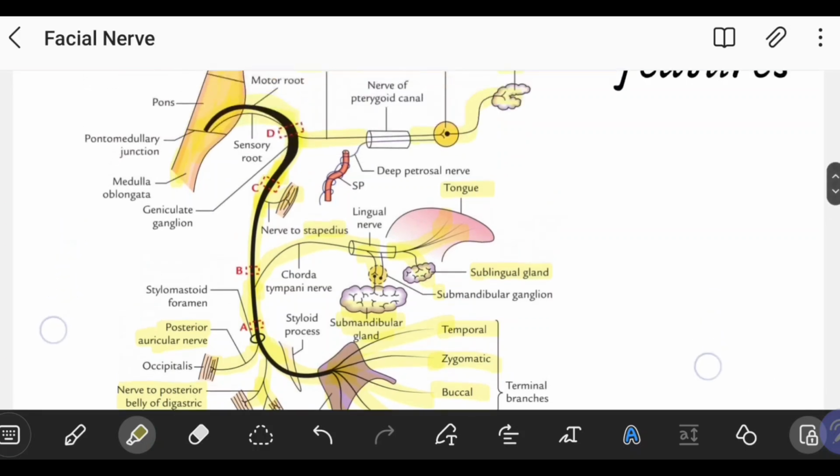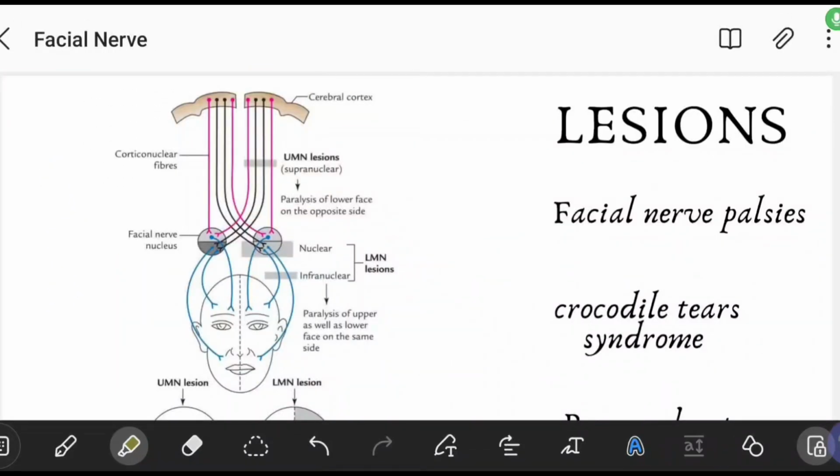There's no other trick. Lesions is the most clinical topic of the facial nerve, and you should know it on your fingertips. So lesions are divided into upper motor neuron lesions and lower motor neuron lesions. Now I like to remember this in this way. So whatever I'm saying right now, just pay very much attention to it.